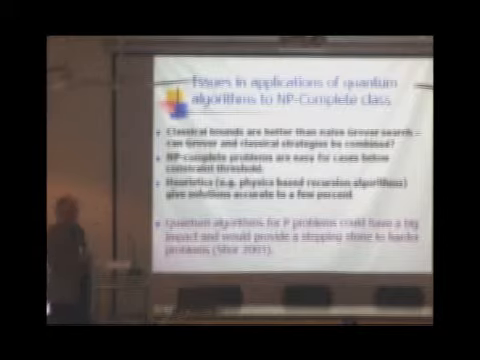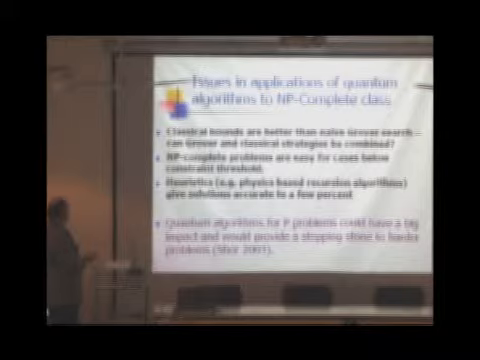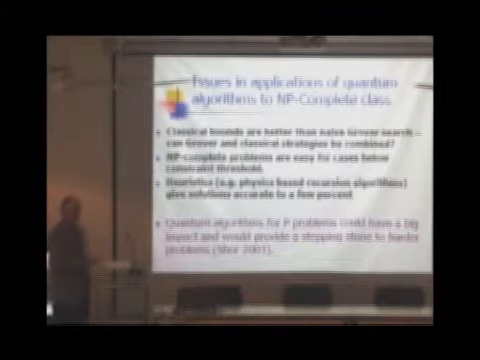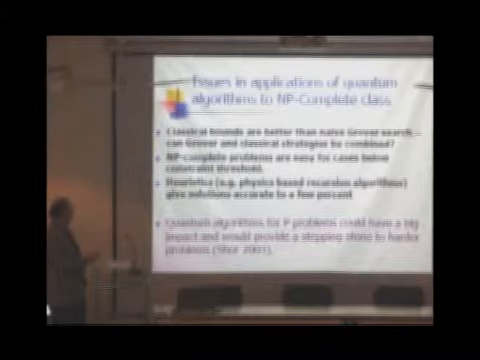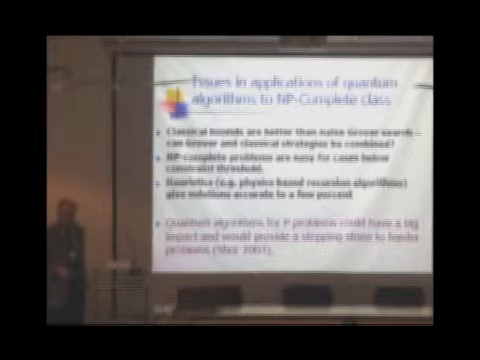Okay, so that was a quick run-through of this NP-complete problem, and I want to make a few points about it. If we're going to apply quantum algorithms to this NP-complete class, we've got to keep in mind these issues. The classical bounds currently for NP-complete problems are better than using a naive Grover search. So we have to have an understanding of how we're going to use quantum algorithms in conjunction with classical algorithms, or else it's a non-starter.